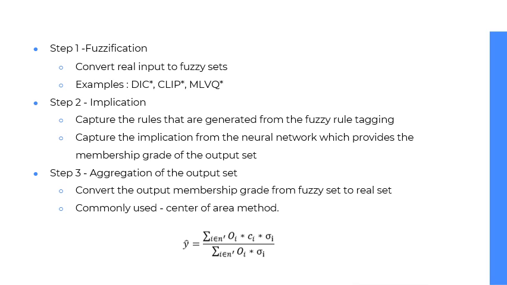First step is to convert the real values into fuzzy inputs using a fuzzification method of choice, such as DIC, CLIP, or MLVK. Second step is to make the implication by passing the values to the neural network and a fuzzy rule base. The rule base sheds the interpretation of the calculation taking place in the neural network. Third step is to aggregate the output grade from each fuzzy label and provide a defuzzification using the center of area method. The formula is shown on the slides.